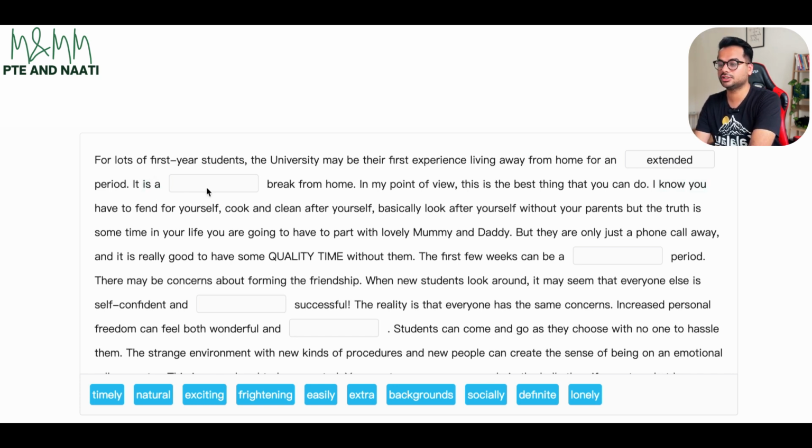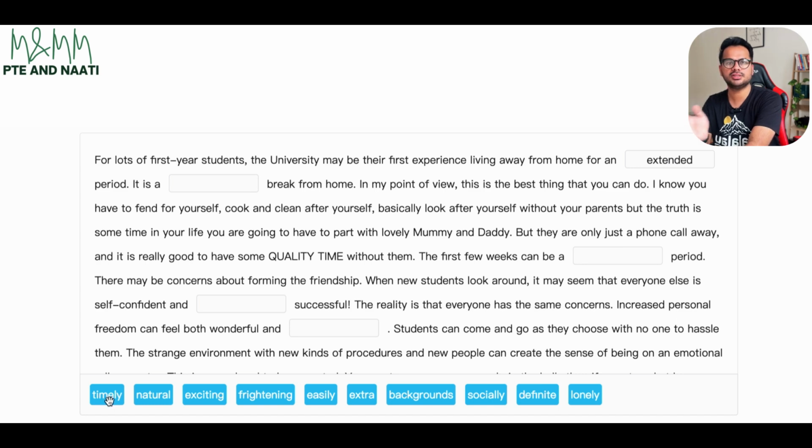The next one is a dash. Again, I have got the article a and there's a blank. That means I need a word which starts with a consonant sound. So it's the opposite of the first blank. So this time my answers cannot be exciting, easily, extra. It has to be the other ones. It is a dash break from home. So we need a word that defines what kind of break. So we need an adjective over here, the word which describes my noun. What kind of break from home?